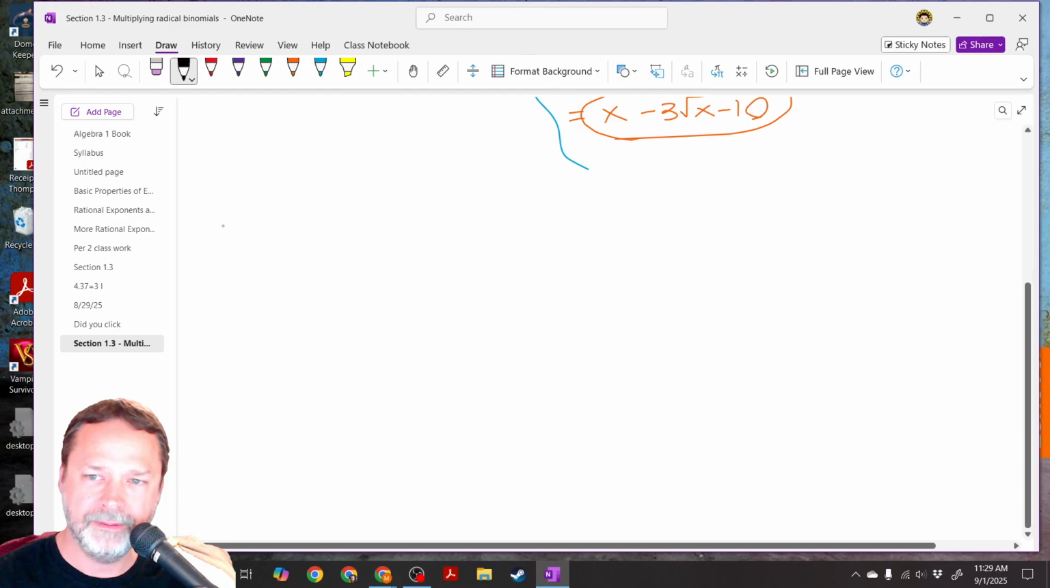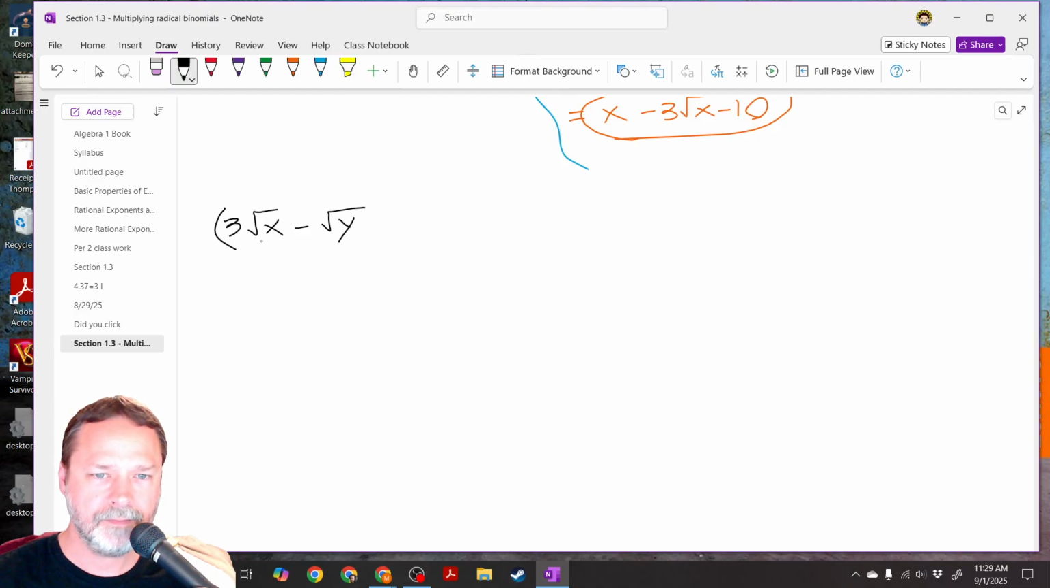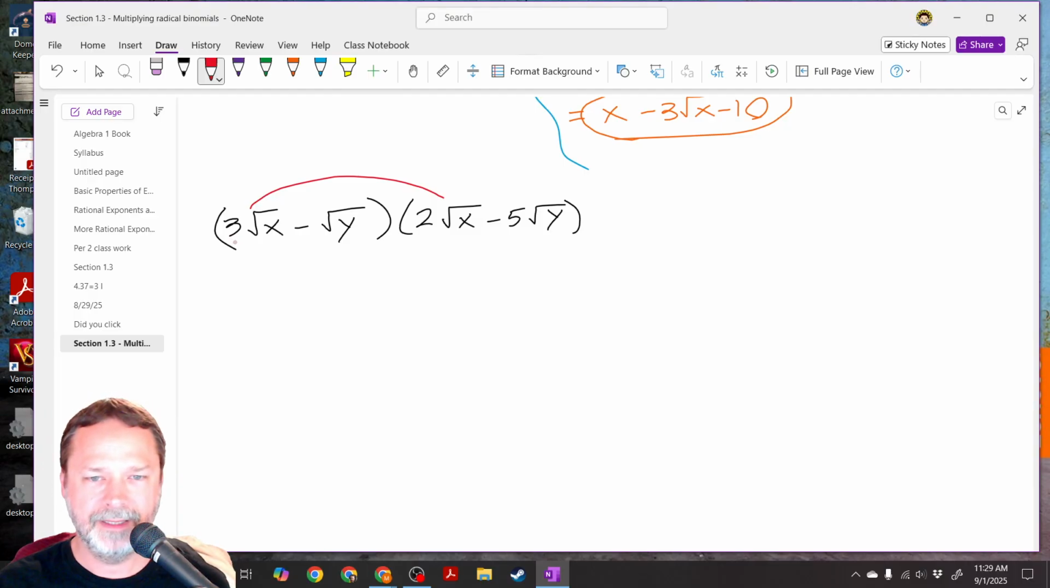So my next example is 3 root x minus root y times 2 root x minus 5 root y. Okay. So once again, I'm going to do what I always do. First term times the first term. So in this case, now we got to be careful. But, we're multiplying, right? So we got 4 factors.